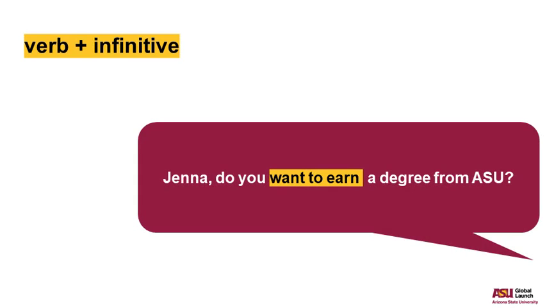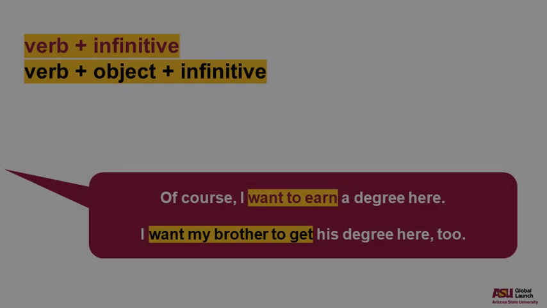There are some common verbs, such as the verb want, that can be followed by an infinitive. In this example, Jenna's friend asks a question. She says, "Jenna, do you want to earn a degree from ASU?" To earn is the infinitive verb that follows want.